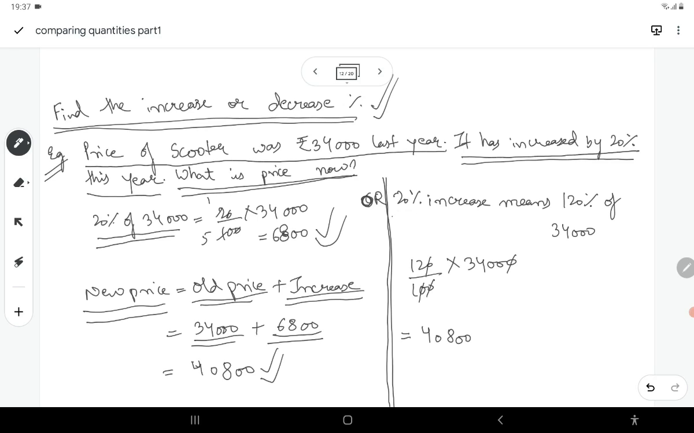Second method is 20% increase. 20% increase means 120% of 34,000. Because simply 100% of 34,000 is 34,000, and 20% increase means 100 plus 20%, which is 120% of 34,000, which on solving gives the same answer as 40,800.